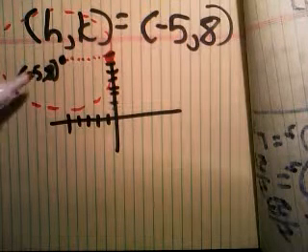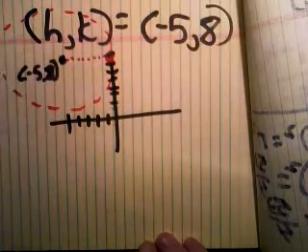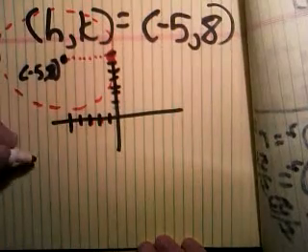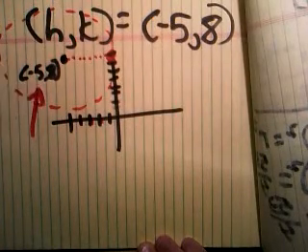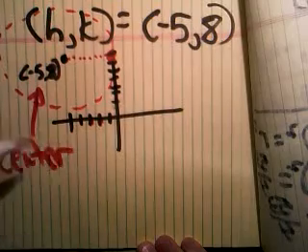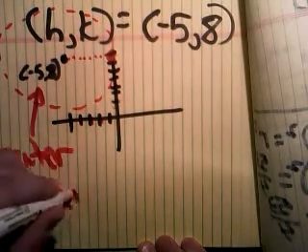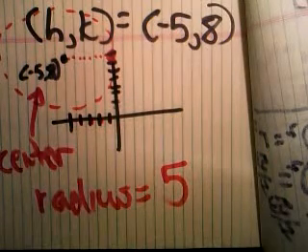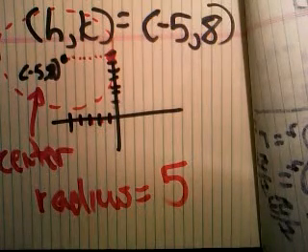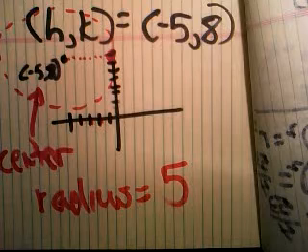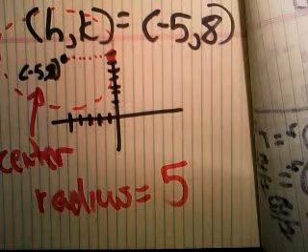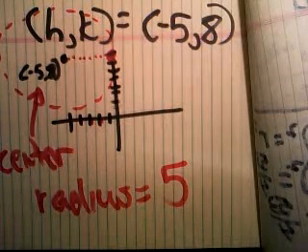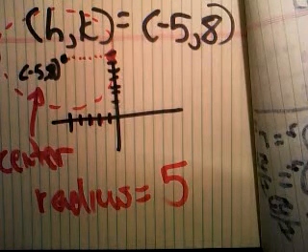The distance from here to the y-axis is 1, 2, 3, 4, 5. So here's the center, and the radius is equal to 5. You need to substitute that back into that H and K center of a circle formula, and with that you would come up with the answer to this problem.